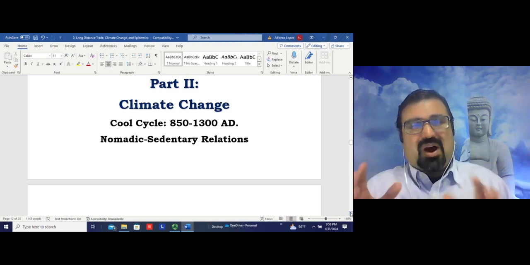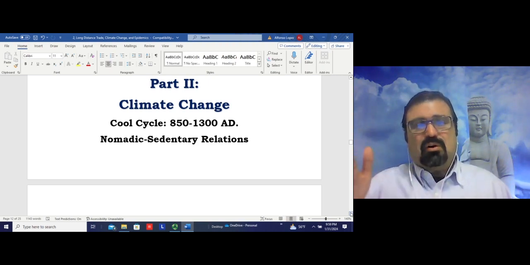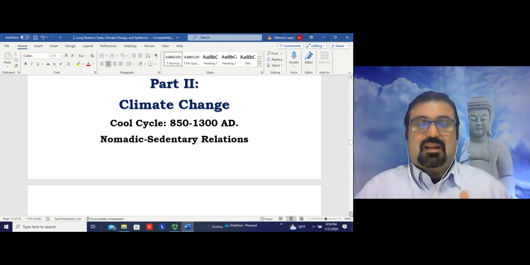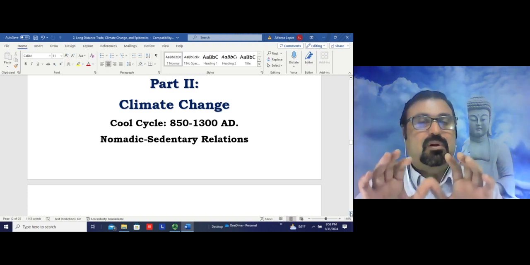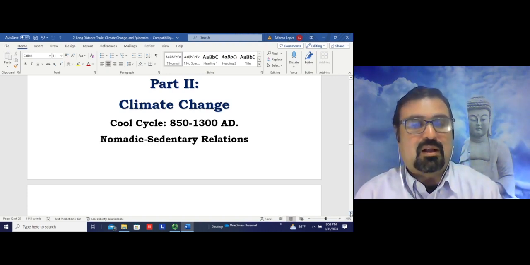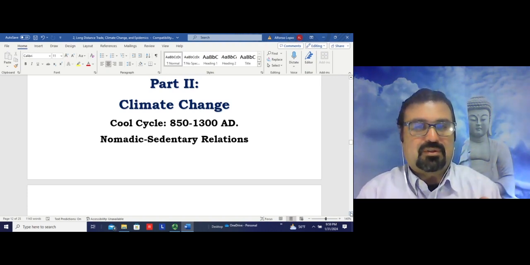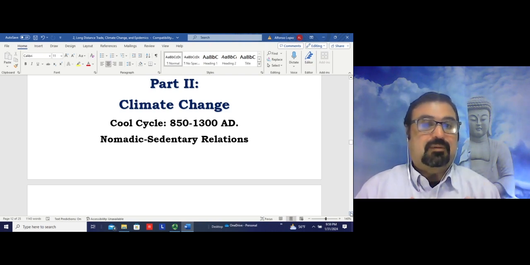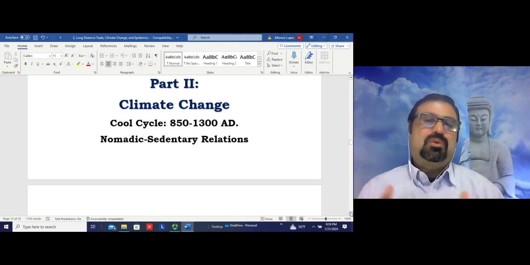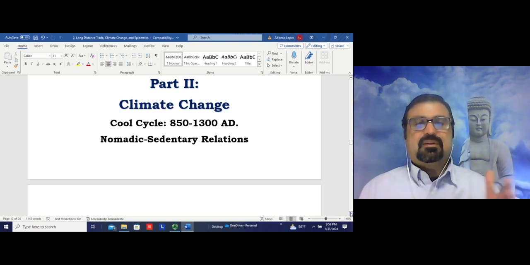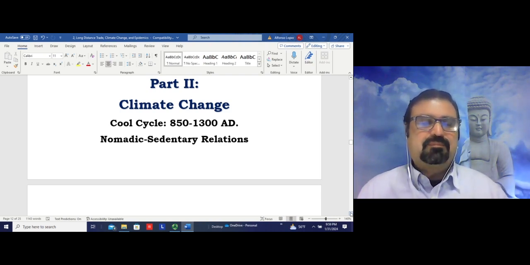Cool cycles are quite the opposite. There's less water being evaporated, less rainfall, less grasslands, less vegetation, so therefore less animals, less agricultural production. Communities tend to decline as well. Population, demographics as well, okay, tend to decline. So this is exactly what happened between the year 850 to the 1300s AD.